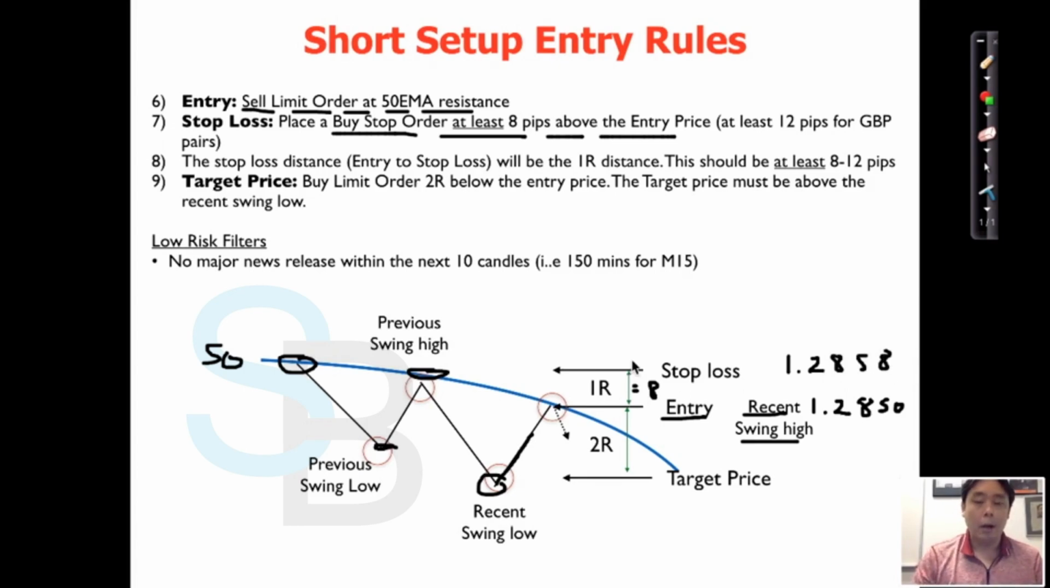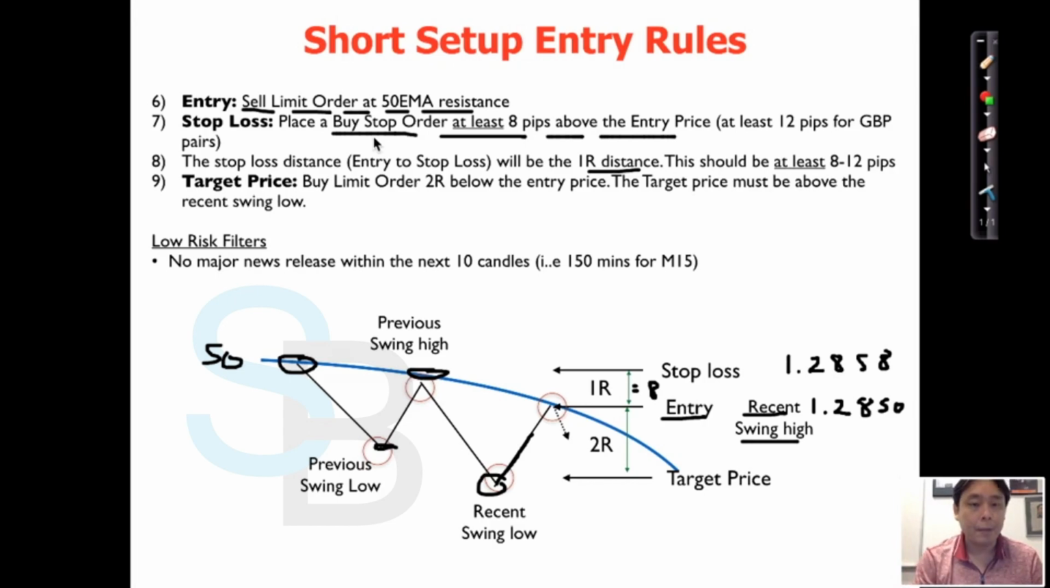So that's my 1R distance. Again, my stop loss distance from the entry price to the stop loss price is the 1R distance. This again should be at least 8 to 12 pips, as mentioned previously. Again, it could be more than 12 pips, it could be 15, 20, 30 pips, but at least 8 to 12 pips, all right?